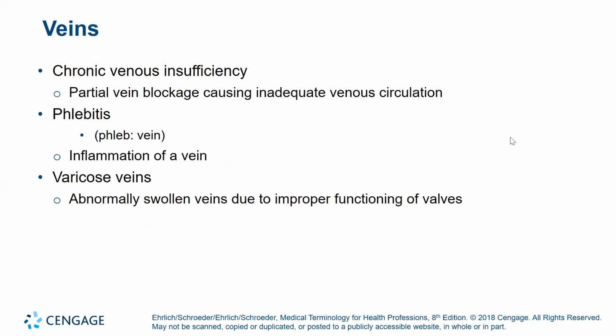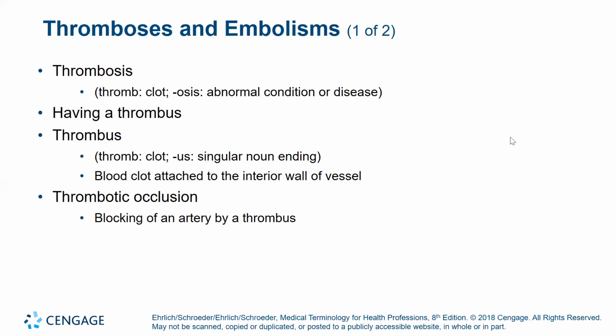We have veins. Chronic venous insufficiency is partial vein blockage caused by inadequate venous circulation. The medical term they give us here is phlebitis. Phleb is vein, so it's just inflammation of the vein. We have varicose veins. These are abnormally swollen veins due to improper functioning of valves.